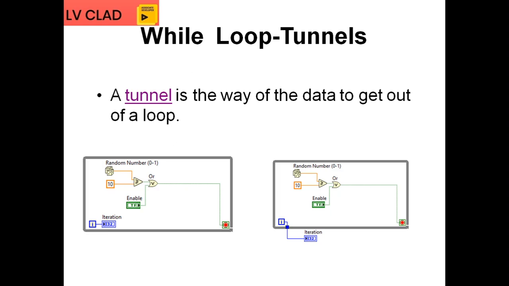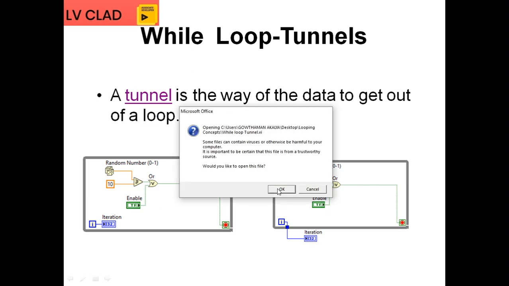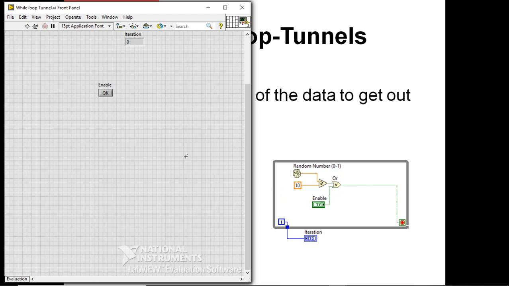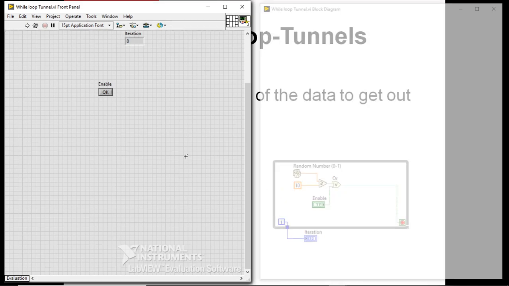The important thing in the while loop is the tunnel, whether you want to monitor the indicator on each iteration, or collect the output only at the end of the execution. That can be done by the tunnel. So let us go with the hands-on, and you can understand better what is going on with the tunnel concept present in the while loop.